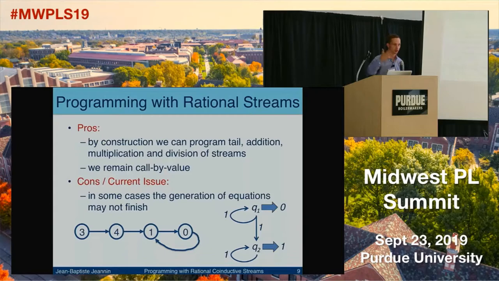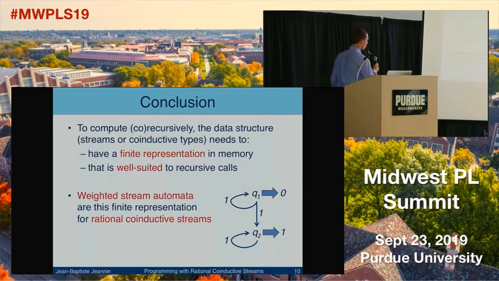And to conclude, I think the big message is that to compute co-recursively on the data structure of streams, of coinductive types, it needs to have a finite representation in memory, okay? And this is what the weighted stream automaton is here. And it has to be a finite representation that is well suited for recursive calls. Okay. And thank you.